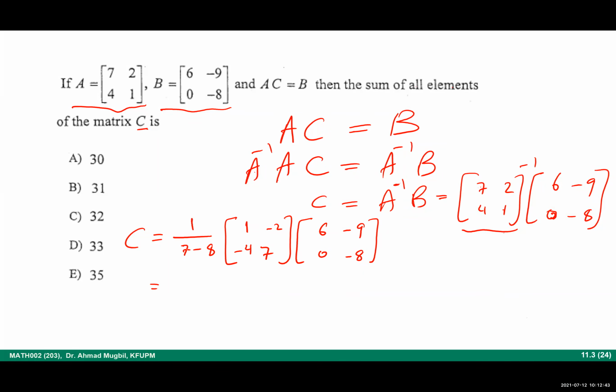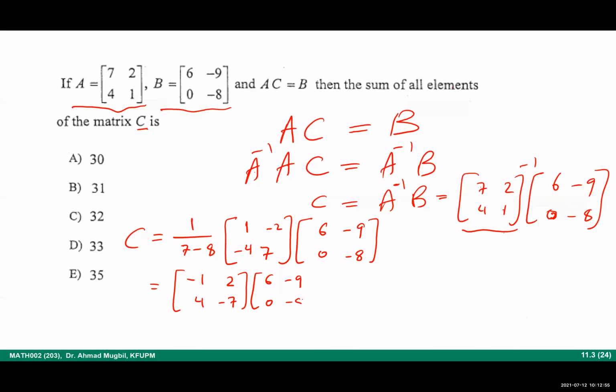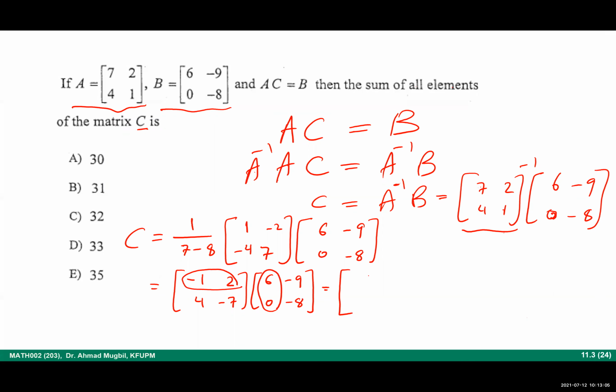Now, this will be equal to what? This will be 7 minus 8, which is negative 1. It will be negative 1 times 1, negative 2, negative 4, 7. I will multiply now by 6, negative 9, 0, and negative 8. Now we will multiply, shabab, the first row by the first column. What will we get? Negative 6. Is that right? Negative 6 plus 0. Then the first row by the second column, so it will be negative times negative is 9, plus it will be minus 16. Is that right? Check with me, ya shabab.